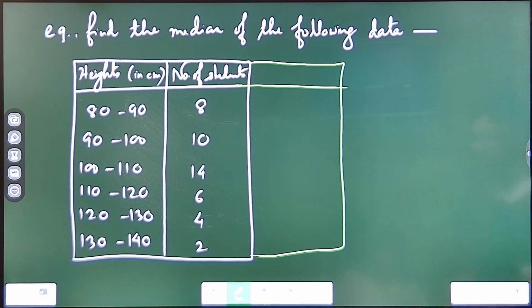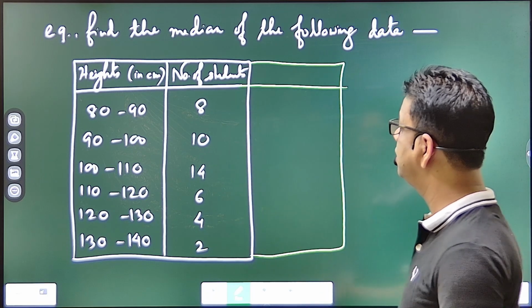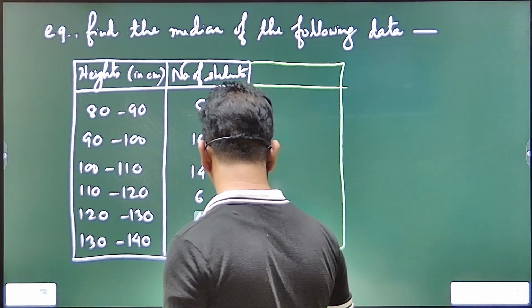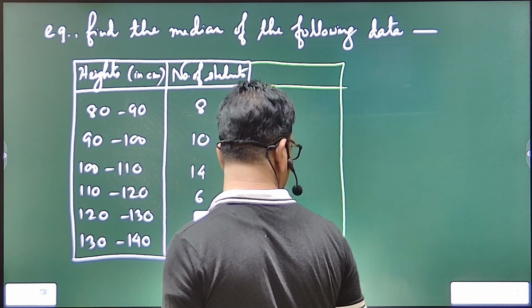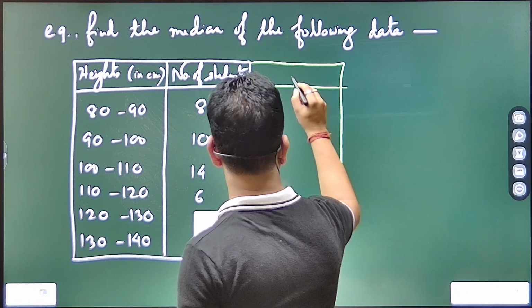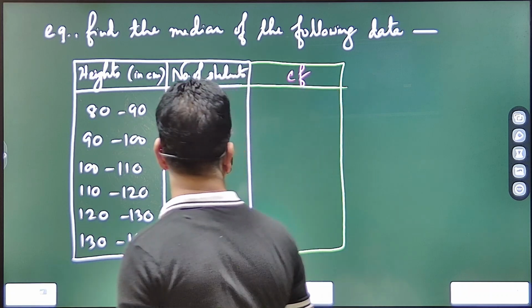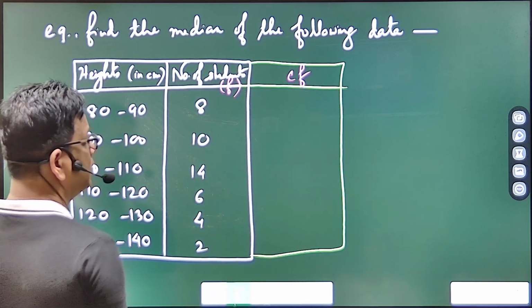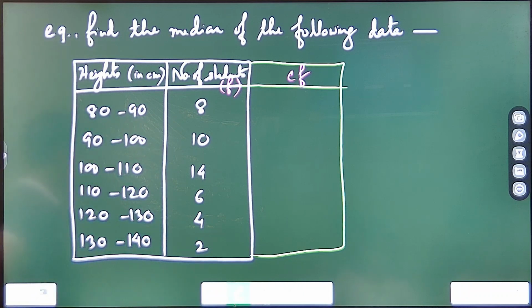So only one column is required. If you remember mean, we made 4, 5, 6 columns. Right now we need only one column, and this column name is CF. CF stands for cumulative frequency. So you can write here CF, cumulative frequency, and the number of students is F, frequency. Now, what is cumulative frequency?